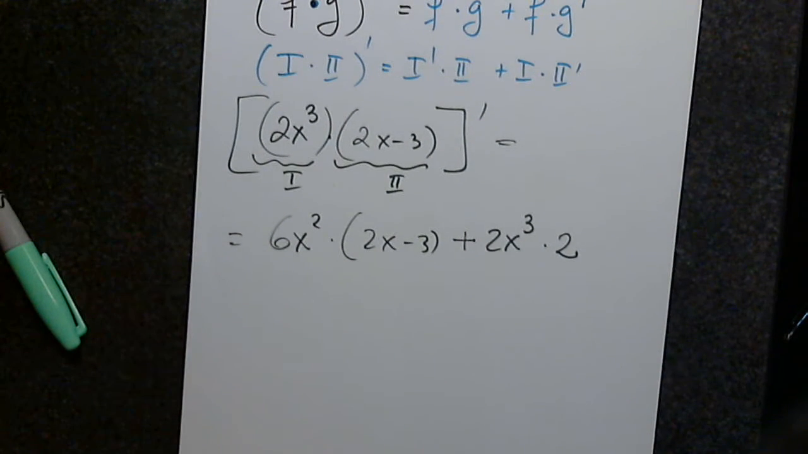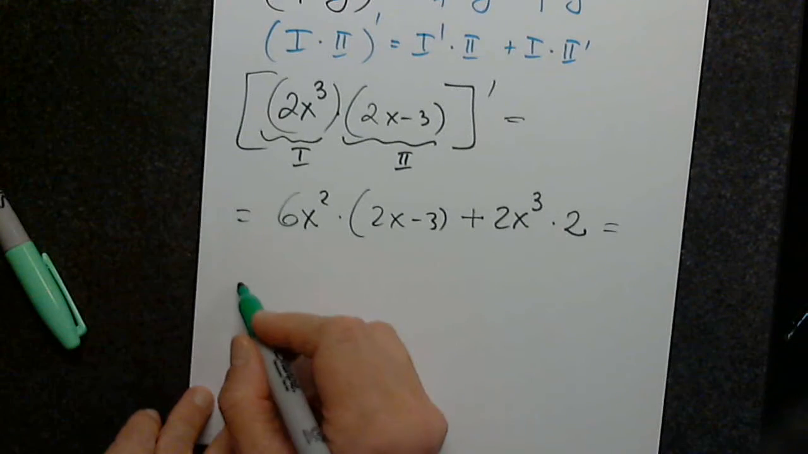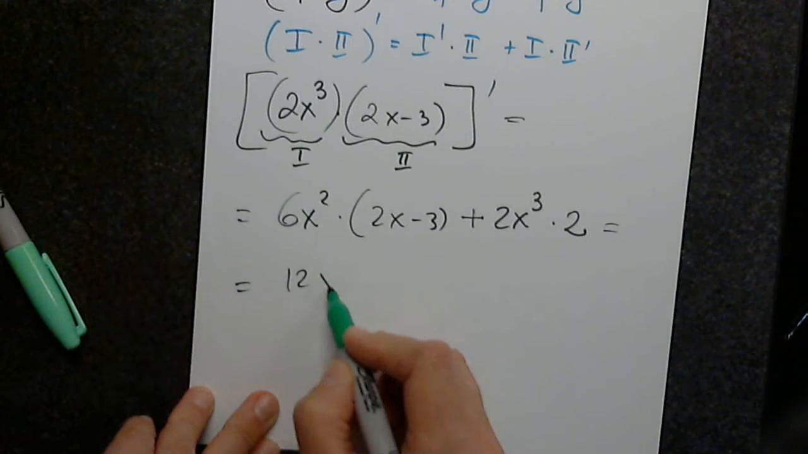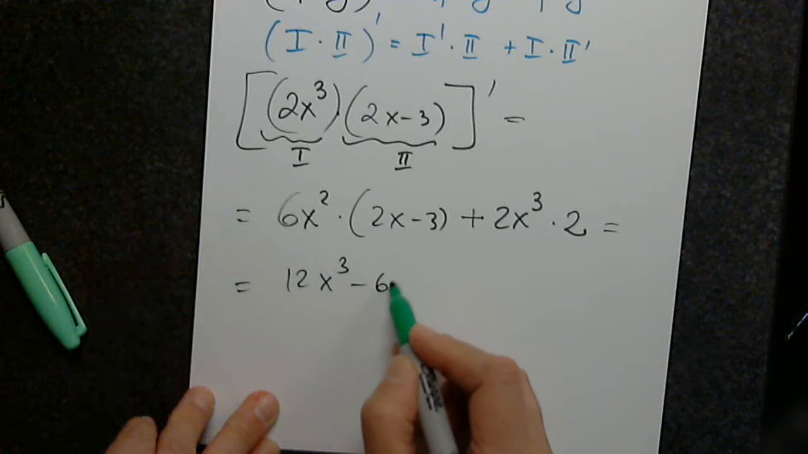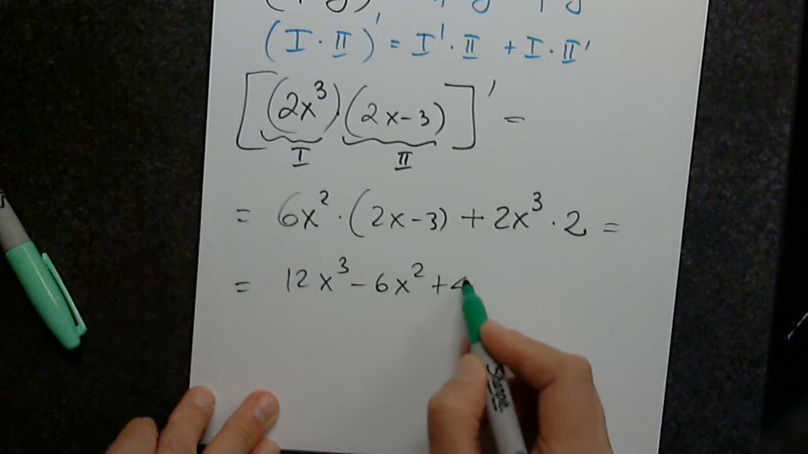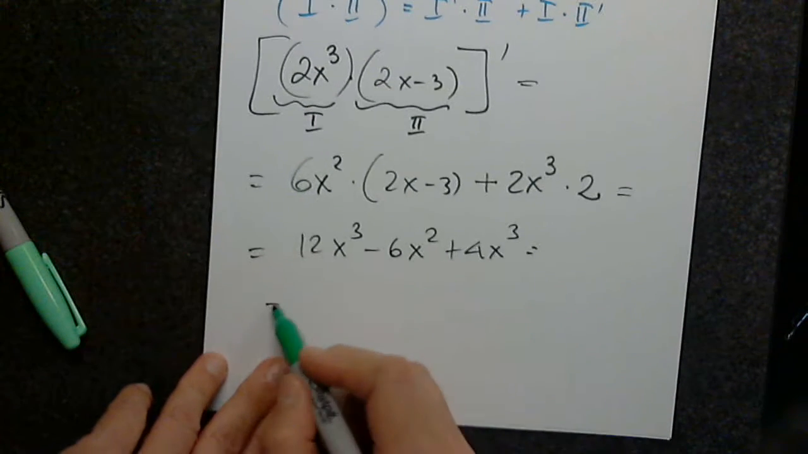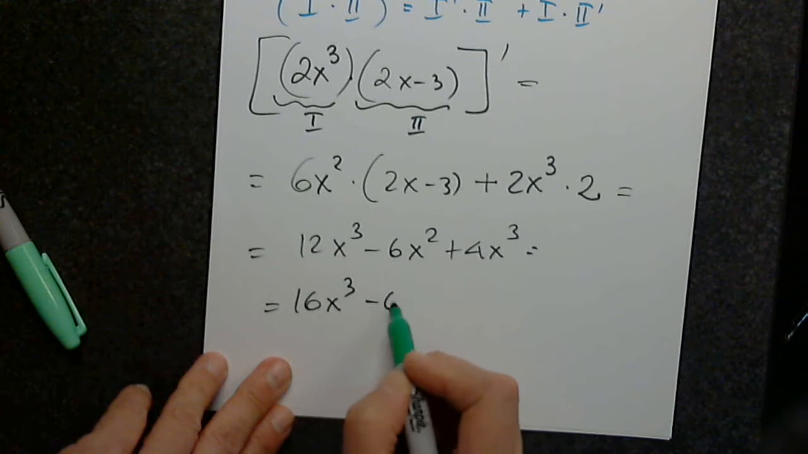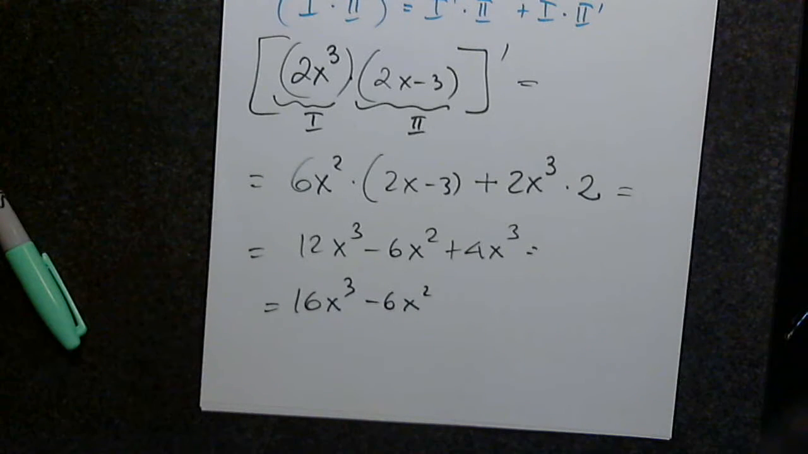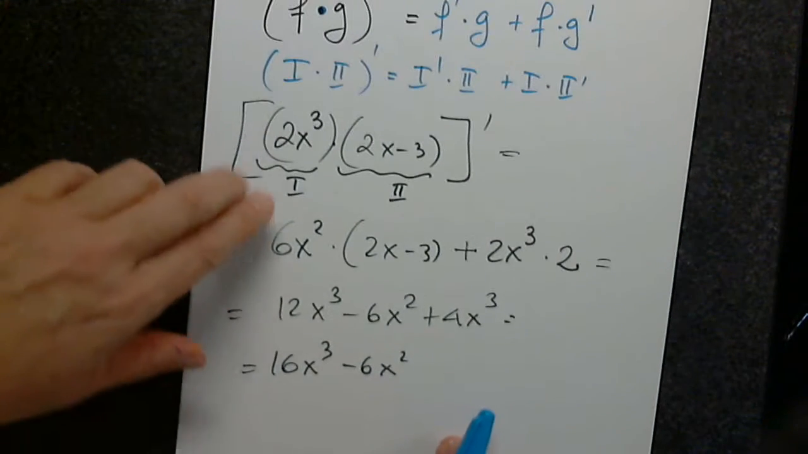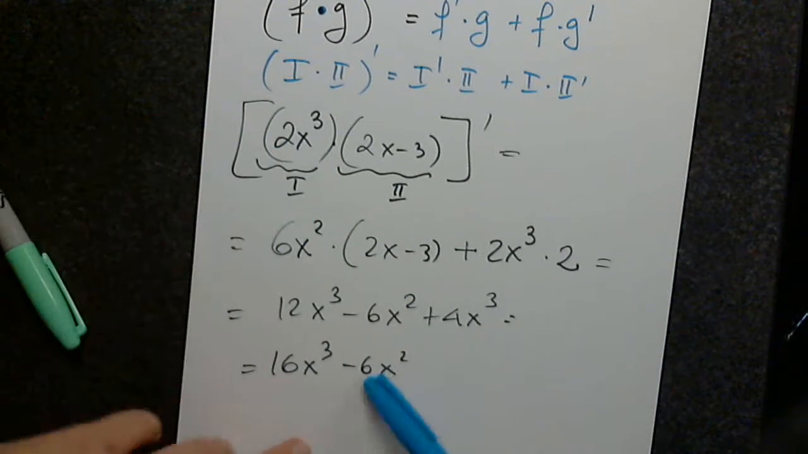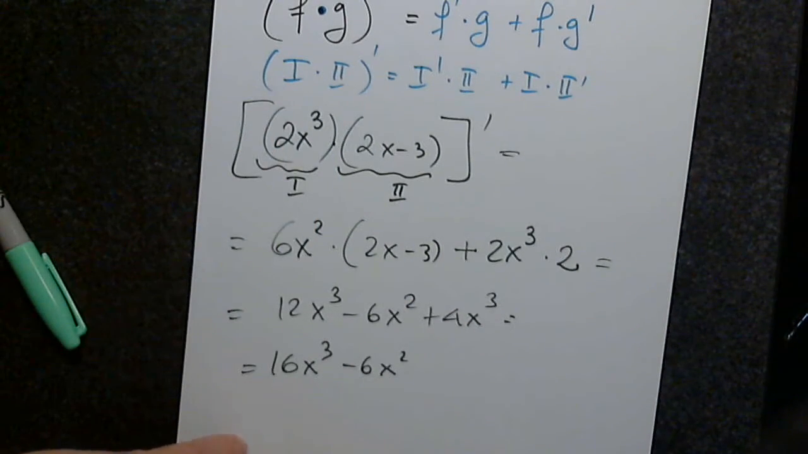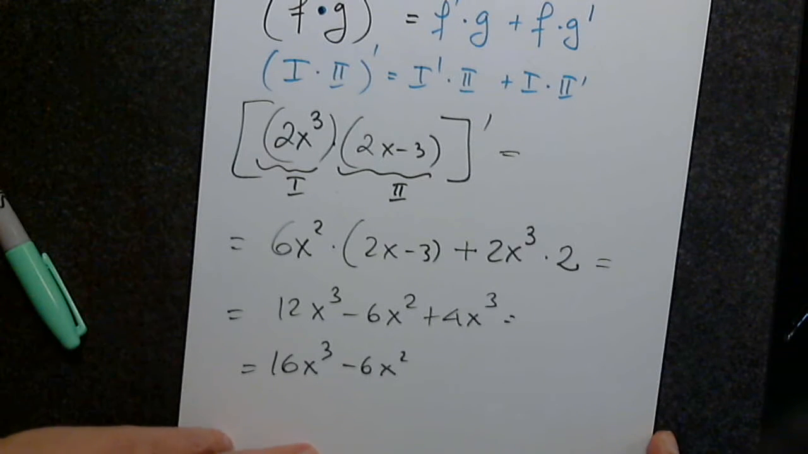Yes, you can distribute, you can combine like terms, etc. Let's do that. So this is 12x cubed minus 6x squared and plus 4x cubed. And then the answer is 16x cubed minus 6x squared. This was just an illustration of the product rule. But yes, you could from the beginning distribute there and you would have gotten the same answer. Yes. Paul, go ahead.